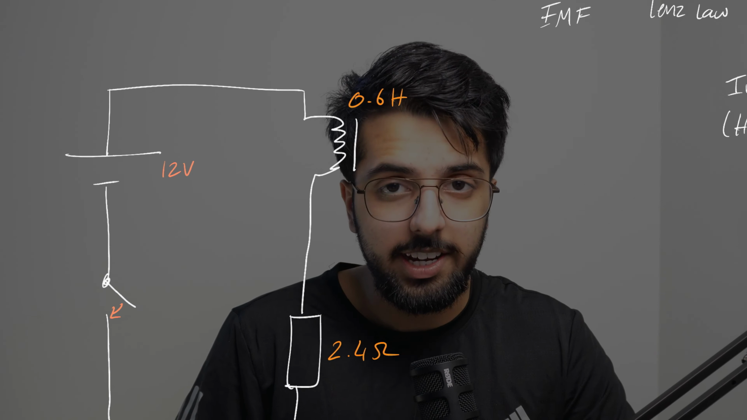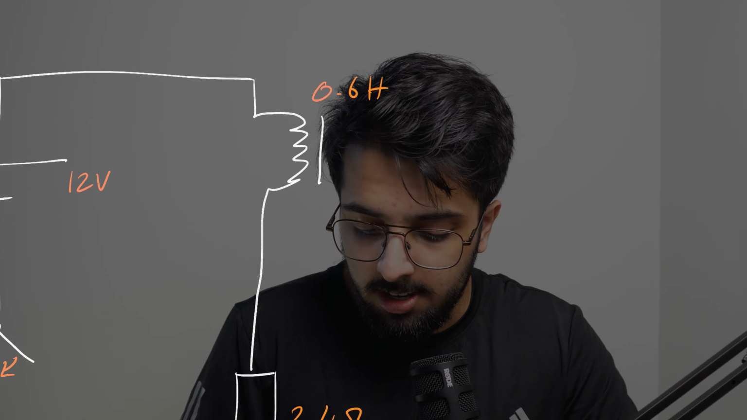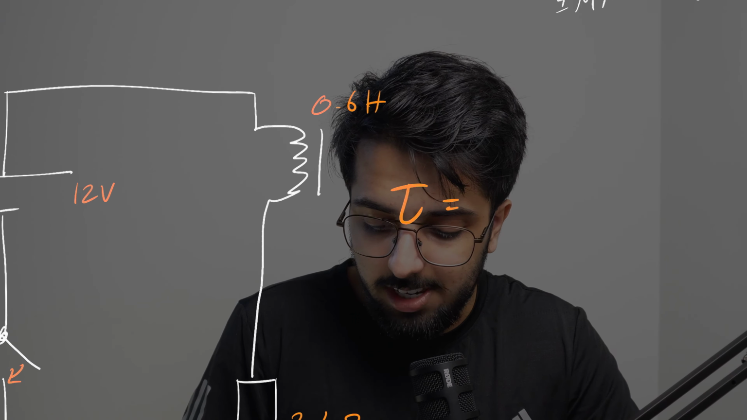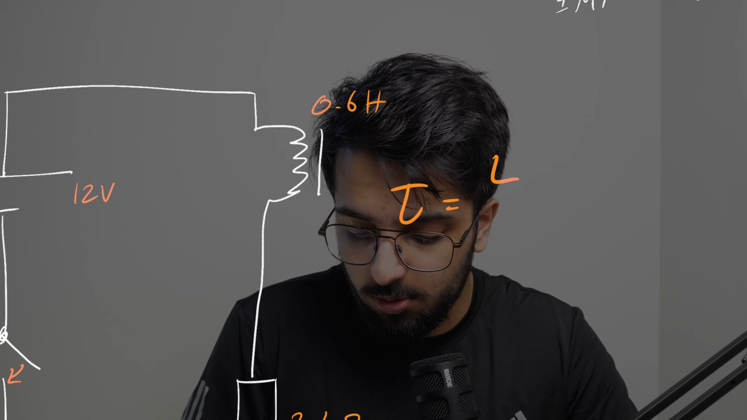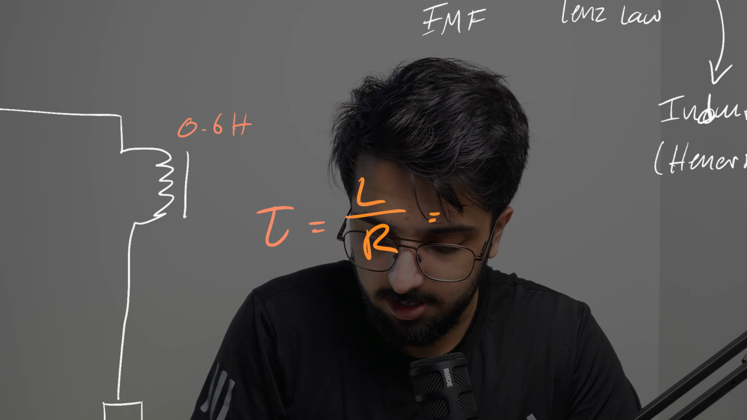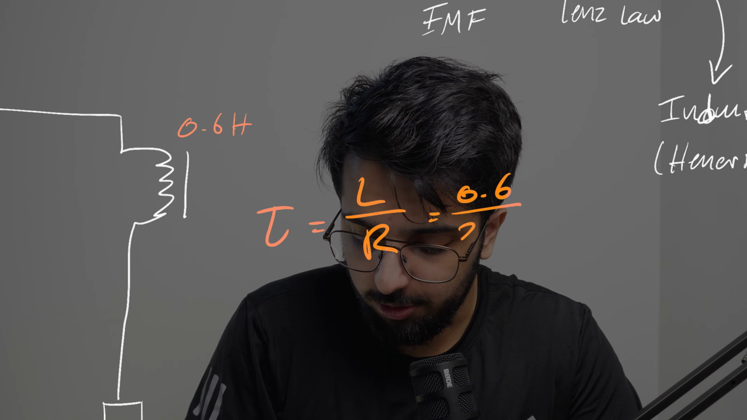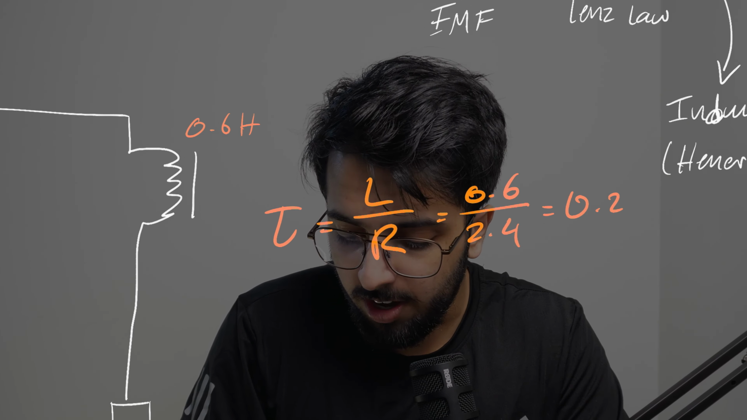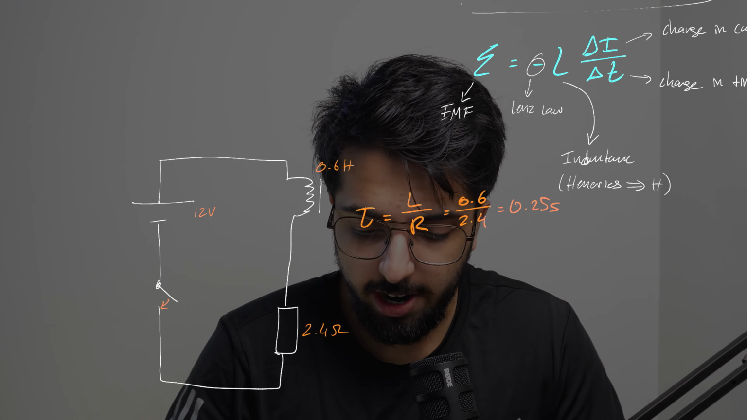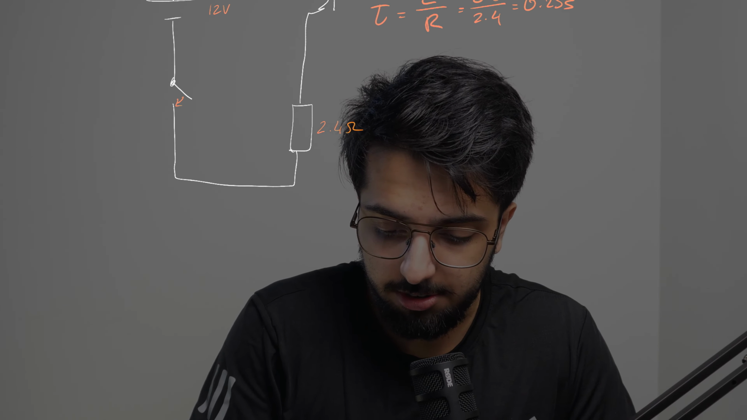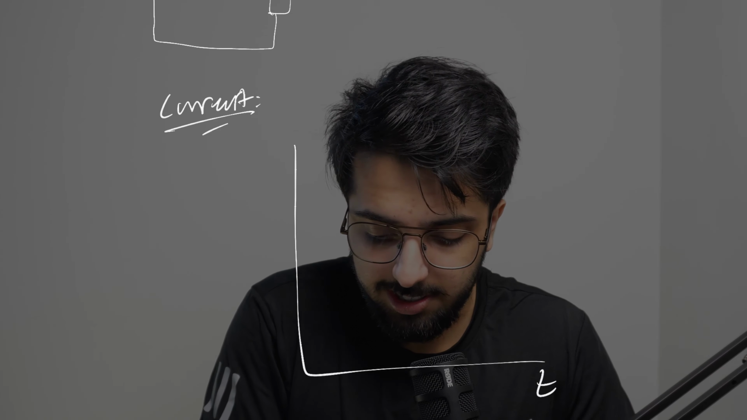And just like our circuits with capacitors, this circuit also has a time constant. Our time constant is equal to our inductance over our resistance. So in this circuit, our inductance is 0.6 henries over 2.4 ohms, and this gives a time constant of 0.25 seconds. Just like for our capacitors, we can create graphs for our voltage and current. So this is our current, and we can plot this current against time.